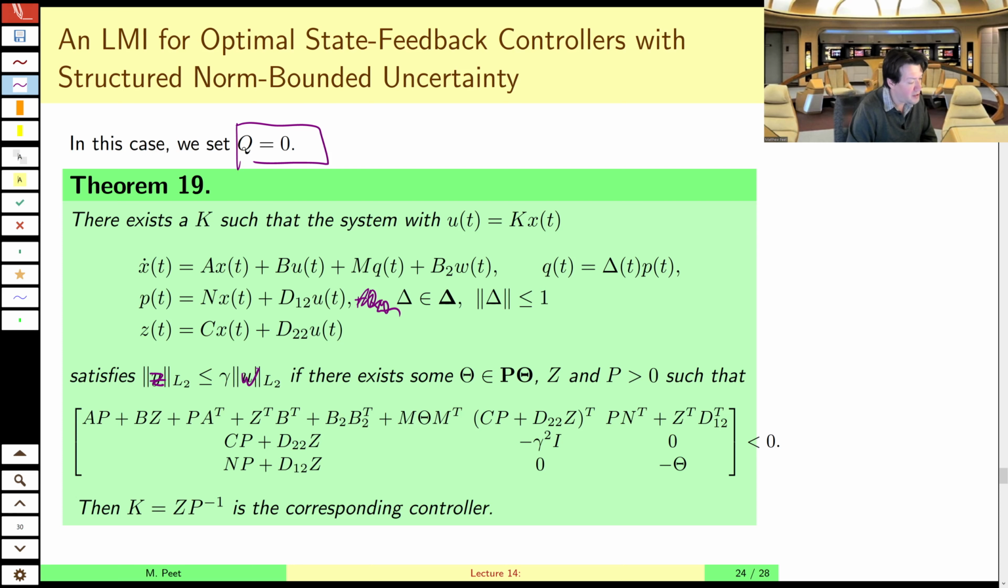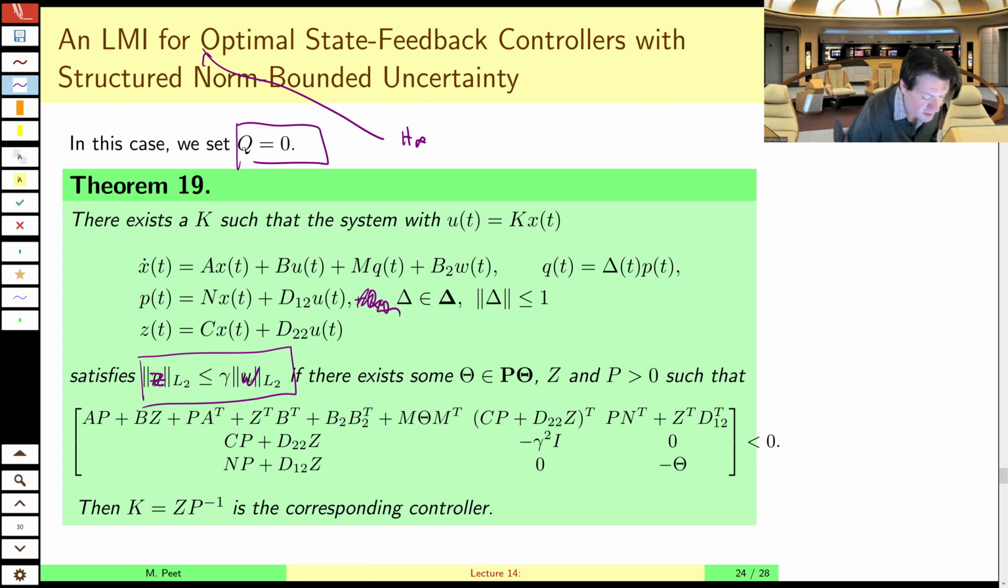Again, we have an LMI for H infinity optimal control, where it's not really H infinity optimal control. We're optimizing an L2 gain bound, because H infinity doesn't actually mean anything in the case of time varying systems. But we interpret it as H infinity. We mentioned that earlier, so we don't need to discuss it.